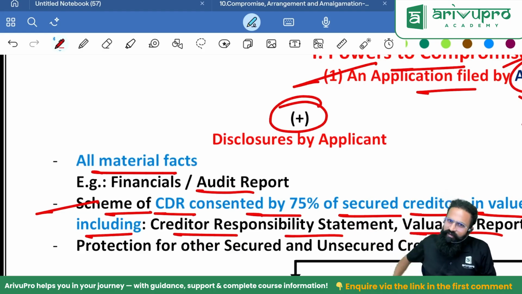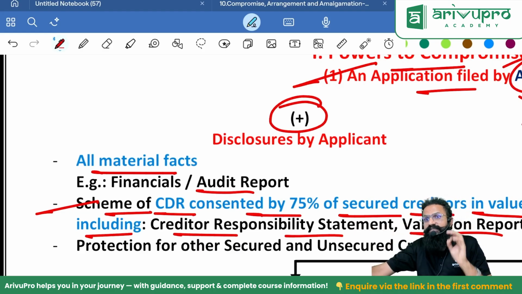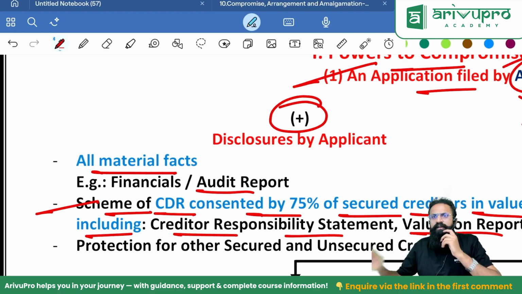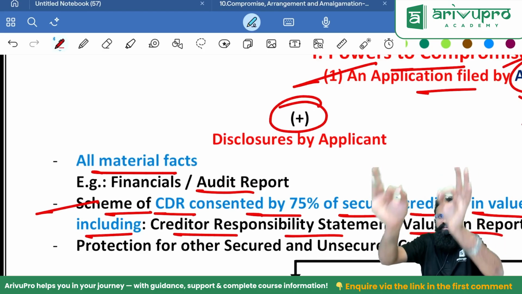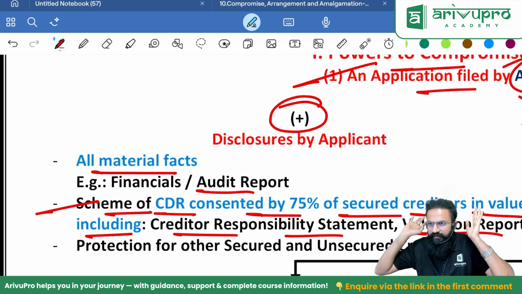That scheme you give should be agreed by 75% of the secured creditors. Unsecured creditors, I'll tell you when they will come. Currently, if 75% of the secured creditors have approved, then you give me that particular scheme. If they are not approving, then you cannot propose it at all. So you give such a scheme which is approved by 75% of the secured creditors.